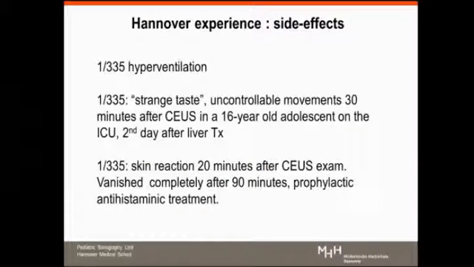Side effects, and we'll hear much more later about this. We had one hyperventilation, one adolescent on the second day after liver transplantation who had a strange taste and uncontrollable movements 30 minutes after the investigation, and this vanished completely by itself, and one case of a skin reaction after the examination, which also vanished completely after 90 minutes, and she received some prophylactic antihistamine treatment.